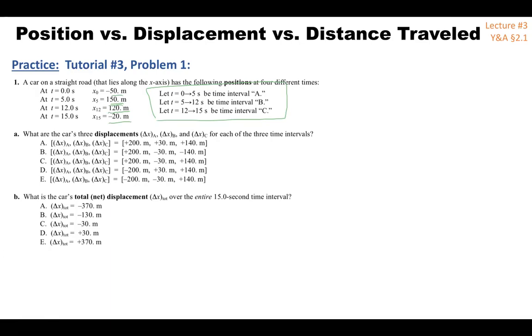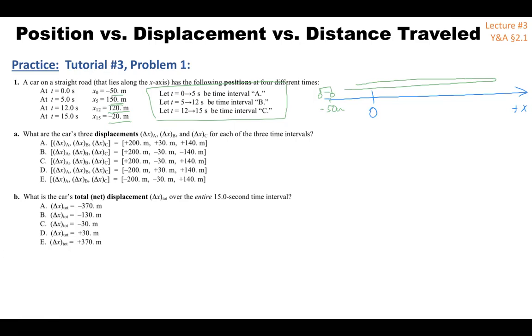So what that means is we can imagine that we have some sort of straight road, and we lay our x-axis along that straight road, with an origin somewhere. And then we have a car that travels back and forth along that road. That car starts over here at some initial time, at some negative position, negative 50 meters. And then the car travels all the way over to positive 150, and then it doubles back to positive 120, and then it doubles back even further to negative 20. And it could have even more complicated motions in between that aren't specified.